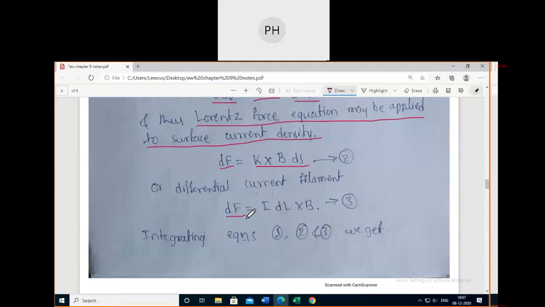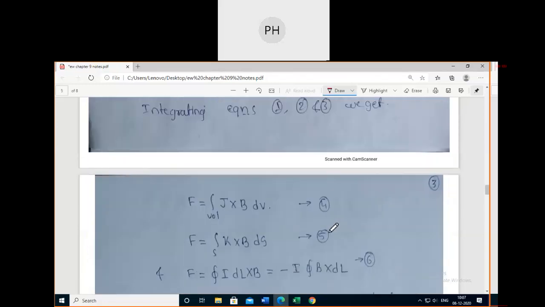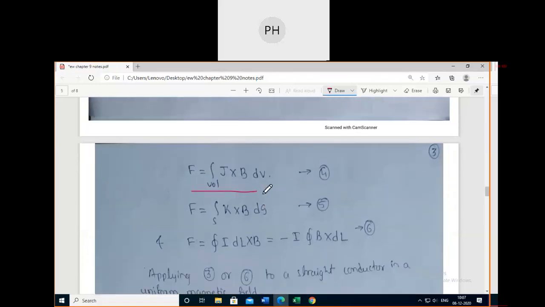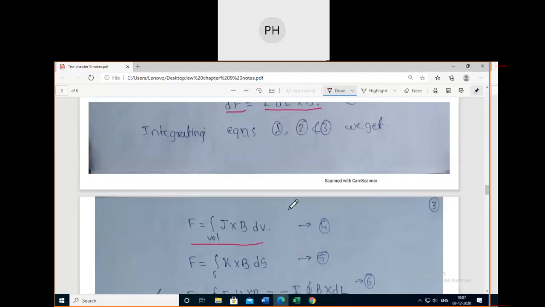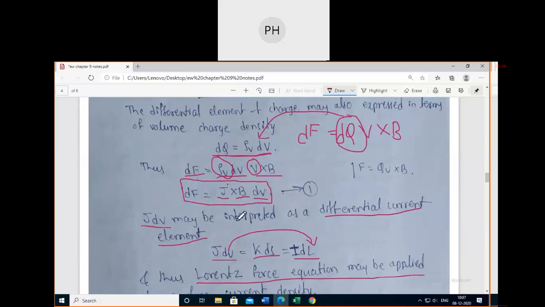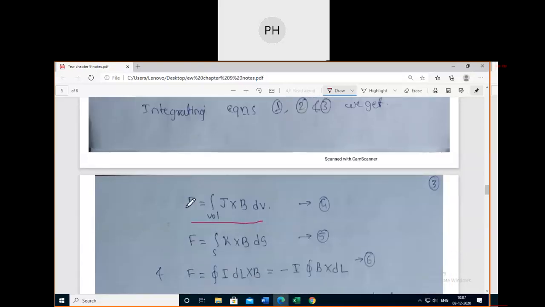Now, for a differential current element, because of current, it is I dl cross B. So with respect to volume charge, if you integrate, dF is equal to J cross B into dv. What I can write is F is equal to the volume integral of J cross B into dv.